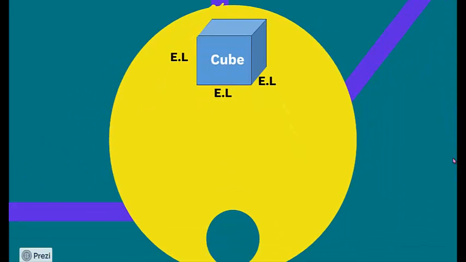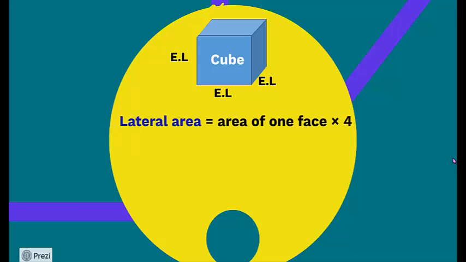Now let's see the rule. How can I calculate the lateral area for a cube? Lateral area is equal to the area of one face times 4. So the area of one face times 4 gives me the lateral area. What is the area of one face? We said that all the faces of my cube are in the form of a square. So the area of one face is equal to the area of the square.